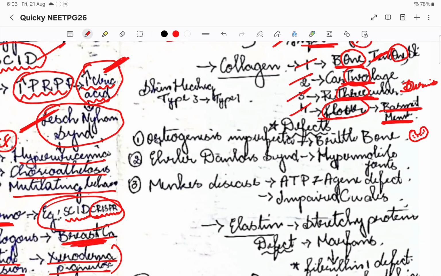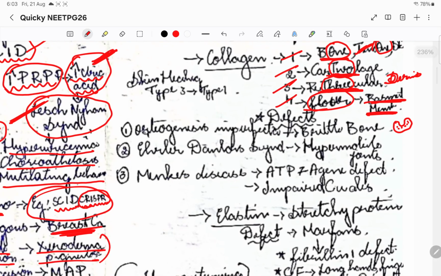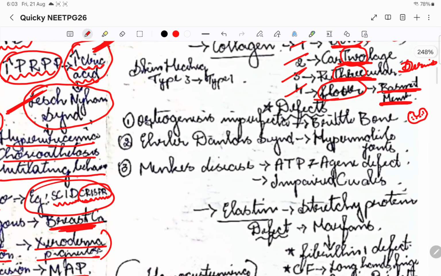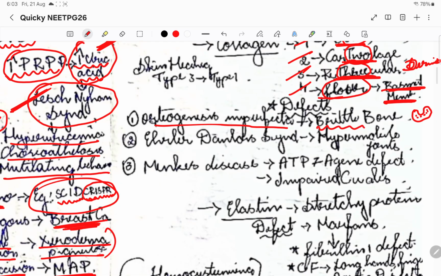Then moving down, let us see the defects of collagen. The first defect, which we already discussed in orthopedics, is osteogenesis imperfecta. There is a defect in collagen type 1 in bone formation, which is why there are brittle bones. For example, in a long bone, we will see cracks and fractures all through that entire bone. This is known as osteogenesis imperfecta.